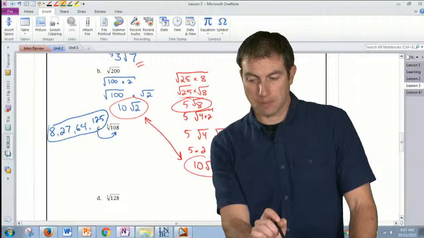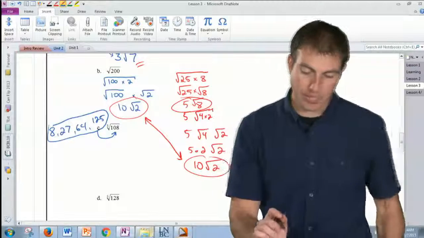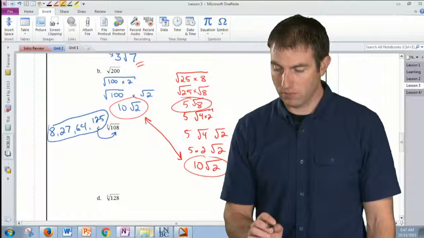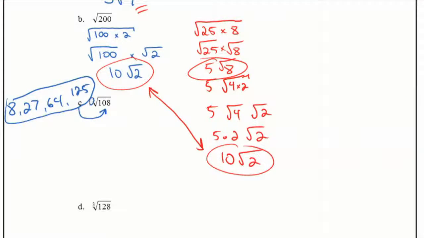How about 27? 27 goes into 108 3 times? Did I get that right? 4 times. 4 times. So remember, we're dealing with cubes this time. Perfect cubes, not perfect squares. And that's going to be important here in a second. I'm going to write this as the cube root of 27 times 4.